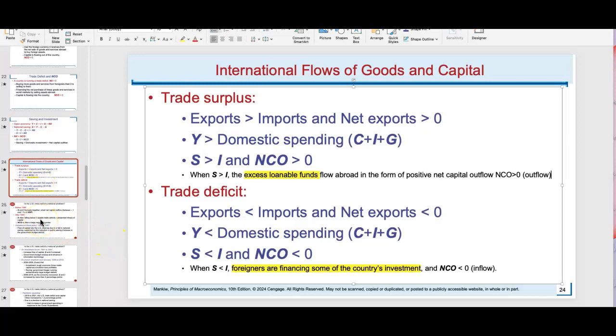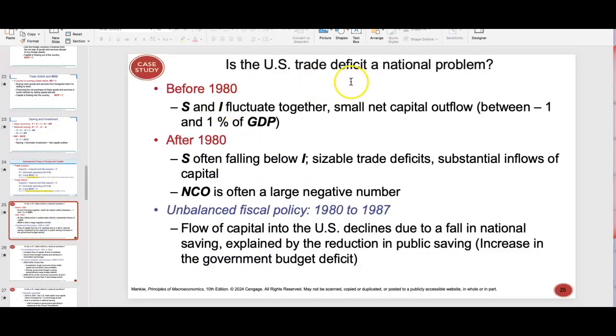So is this trade deficit that we have a bad thing? The U.S. trade deficit, is it a national problem? This is a case study. You can read it off your book, but I'm quickly going to go through it, not in much detail. I would prefer for you to read it because it makes more sense than looking at bullet points.